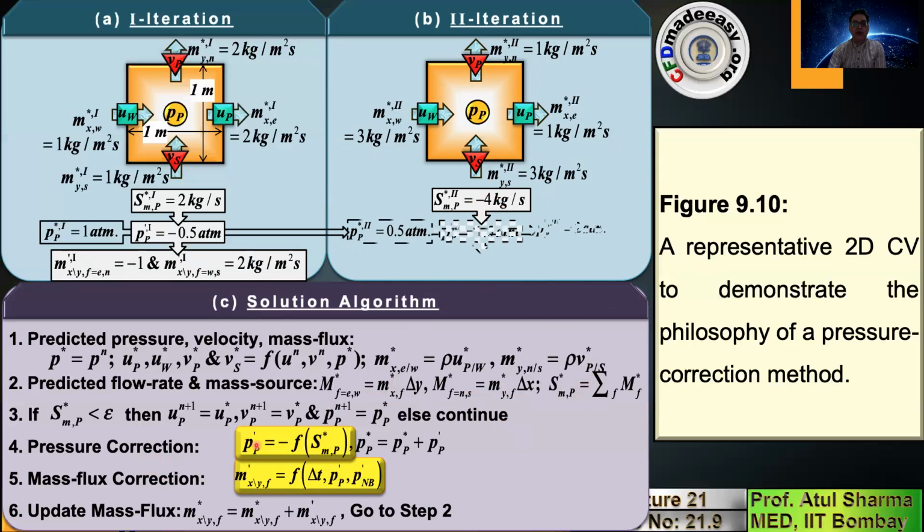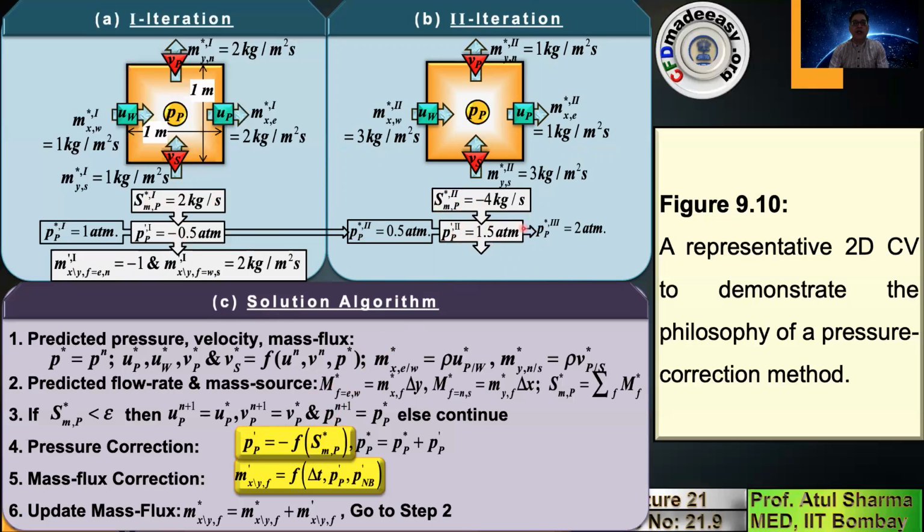So let us suppose when you use the formula, you got the pressure correction as plus 1.5. Note that earlier, when the mass imbalance was positive, plus 2, the pressure correction was minus 0.5. So when it was positive, the pressure correction is negative. Here, mass source is negative, pressure correction is positive, and I had indicated that pressure correction and mass imbalance have a negative correlation.